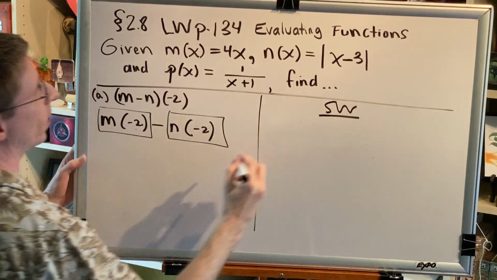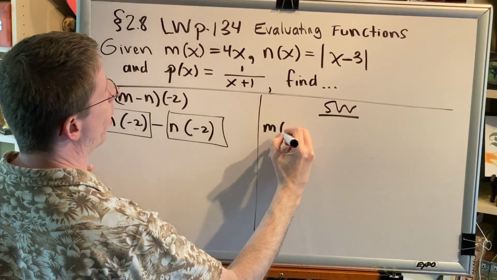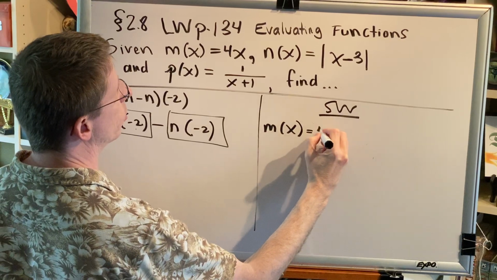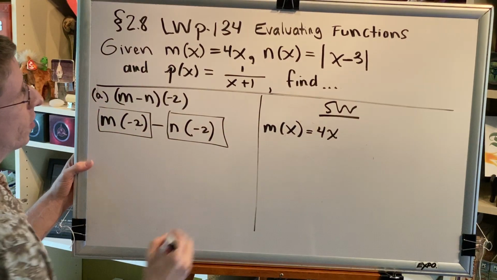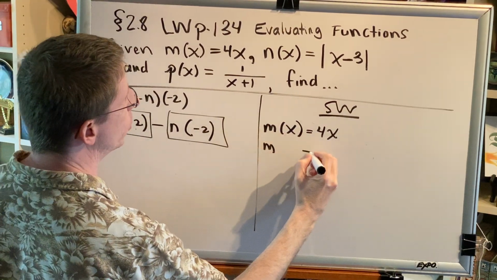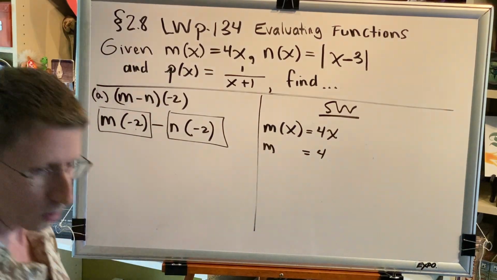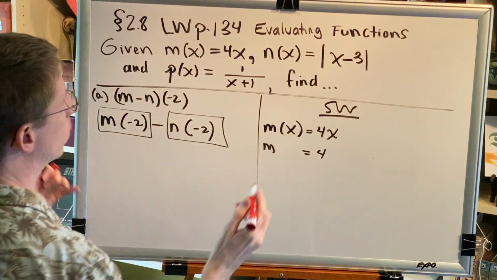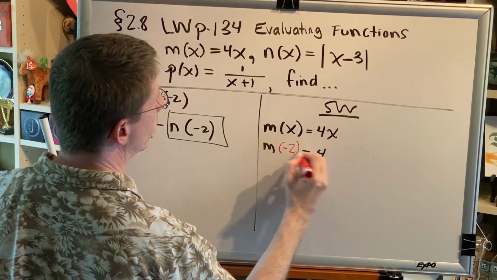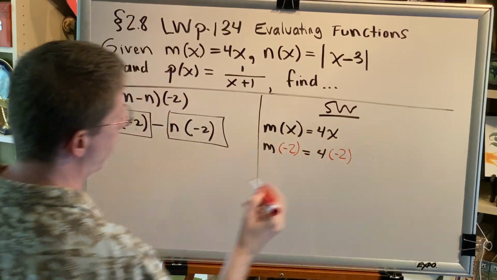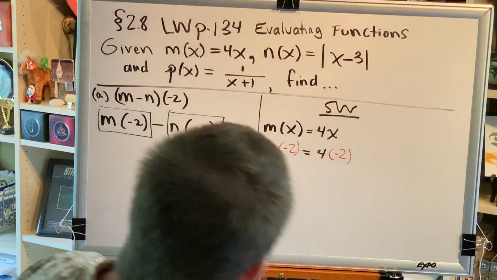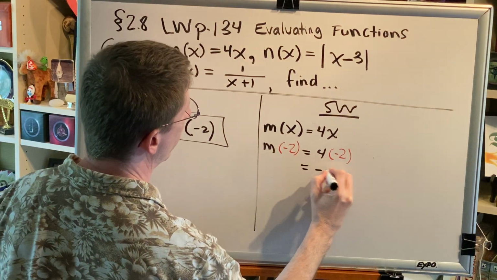Let's start with m of negative 2. We know that m of x is equal to 4x. So that means m of negative 2 is equal to 4 times negative 2, which is negative 8.